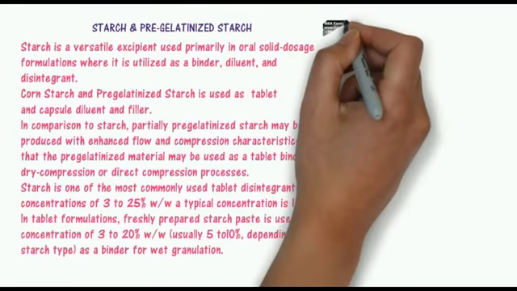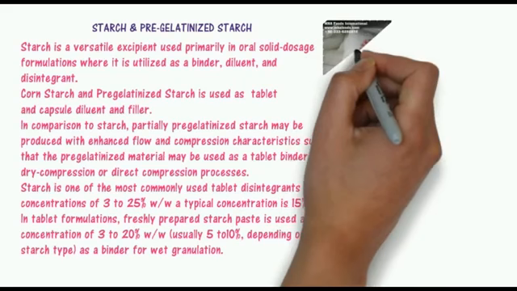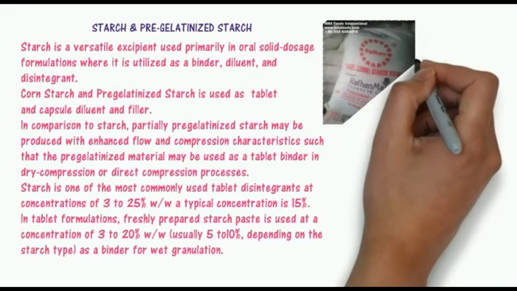If the tablet formulation is freshly prepared, starch paste is used at a concentration of 3 to 25% weight in weight as a tablet binder. Starch is used in a dry form as a disintegrant and in a paste form as a binder. This percentage also means 5 to 10% is the optimum range in which it is used.